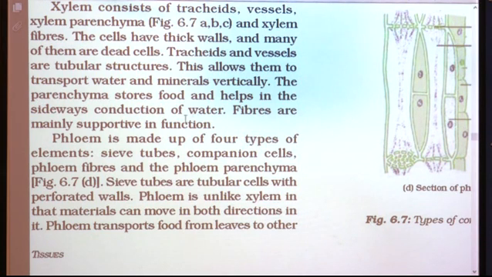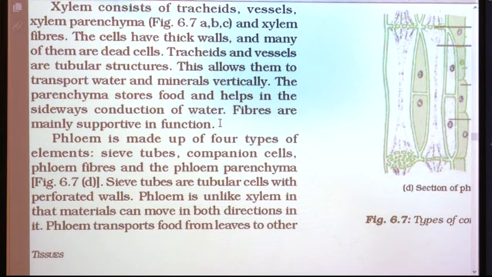The parenchyma stores food. So, the third type, xylem parenchyma. What is the function of xylem parenchyma? It stores food and helps in the sideways conduction of water. So, because of the presence of xylem parenchyma, the water gets conducted, means gets transported, on the sides also. Not only in the upward direction, it goes to different parts of the plant. Fibers are mainly supportive in function.